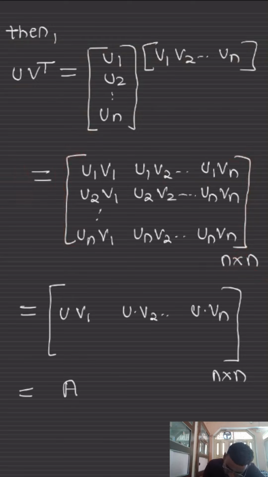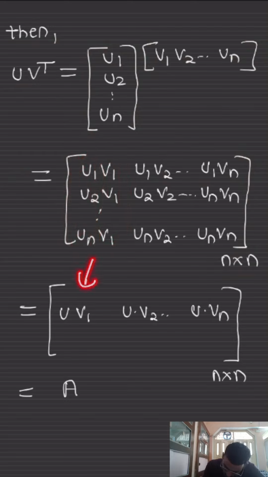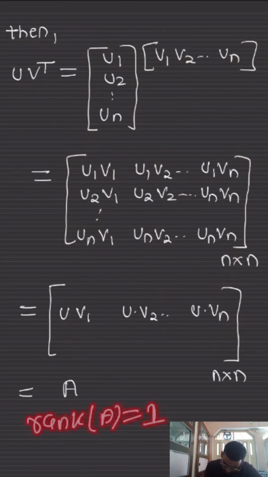If we carefully see the first column, V1 is a scalar multiplied with the vector U, which we can write as V1 times U. Similarly, V2 is multiplied with the vector U, so we can write V2 times U, and so on. So if we carefully look, all the columns are just scalar multiples of U, which means only one column is linearly independent, and hence n minus 1 columns are linearly dependent. Hence the rank of matrix A is equal to 1.